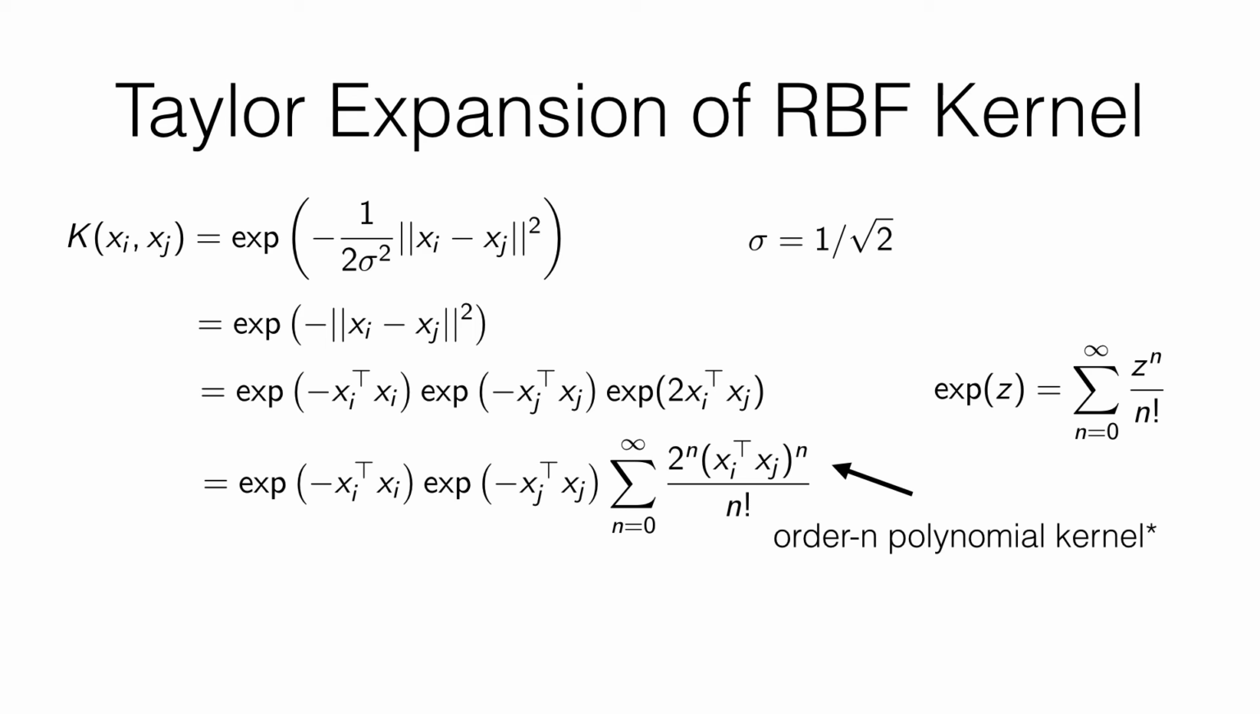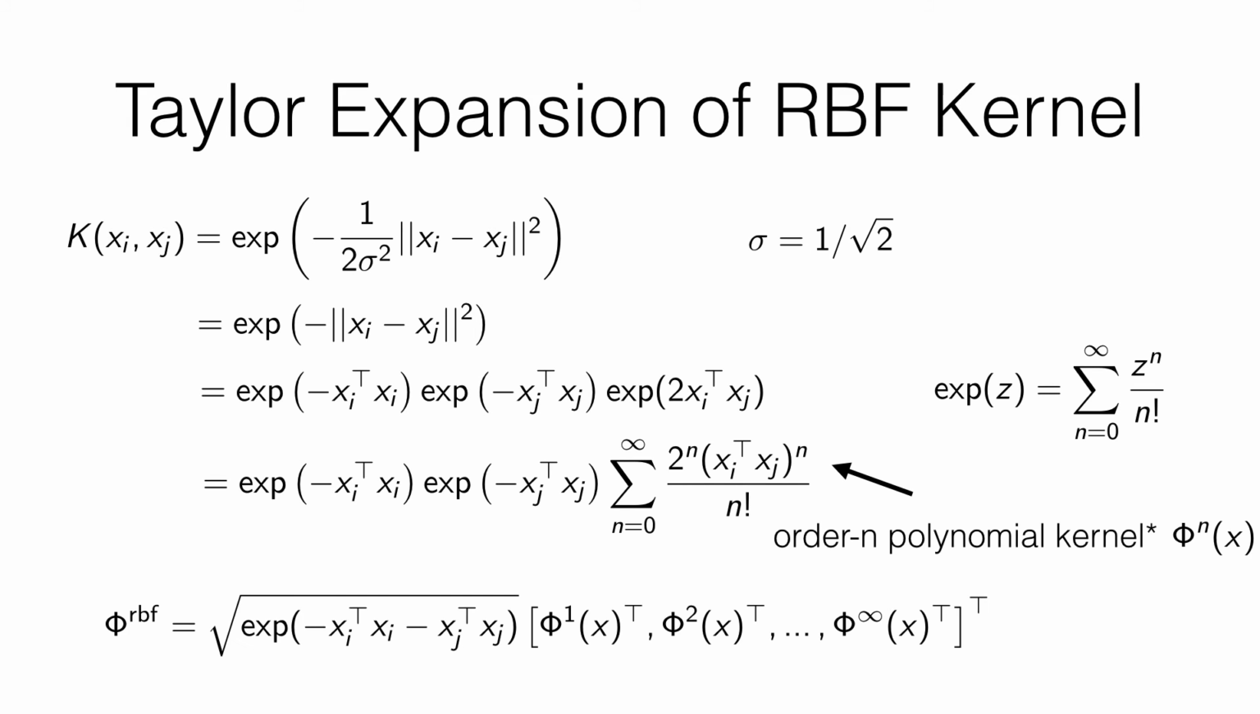So let's think of this as phi n of x. We'll use this notation to indicate the polynomial feature map of order n. And with that notation, which is a little clunky, we can actually write down what the RBF feature map is, which is going to be the product of the exponential of the terms with the vectors multiplied by themselves, all times the vector of every single polynomial feature map from 1 to infinity.